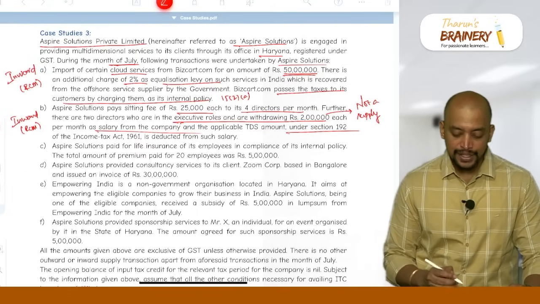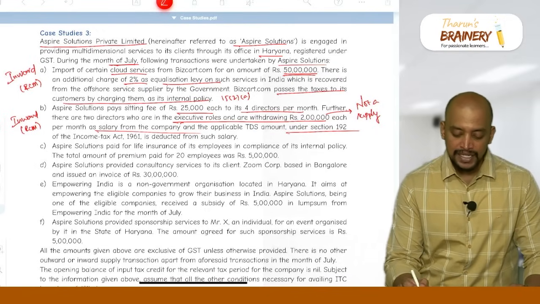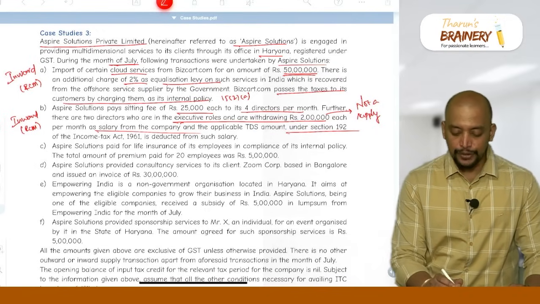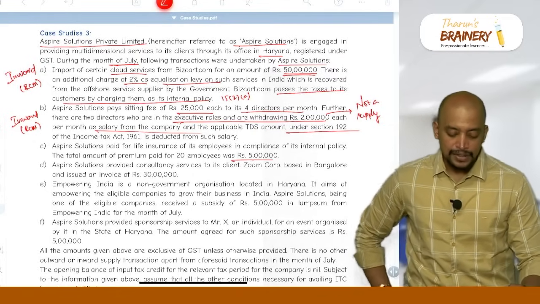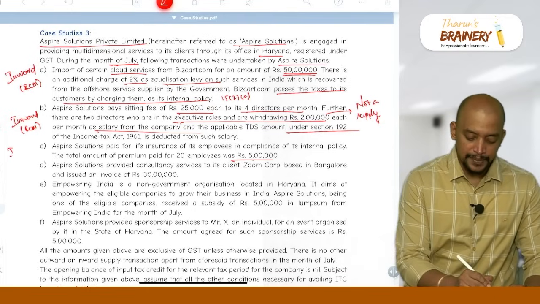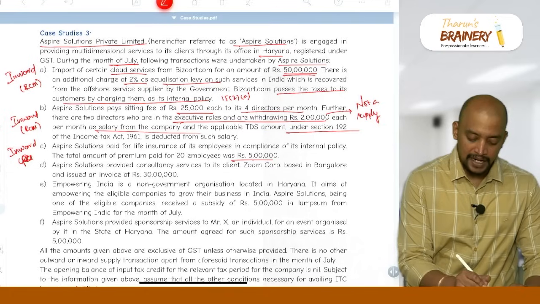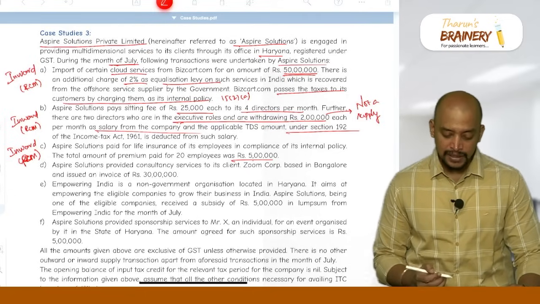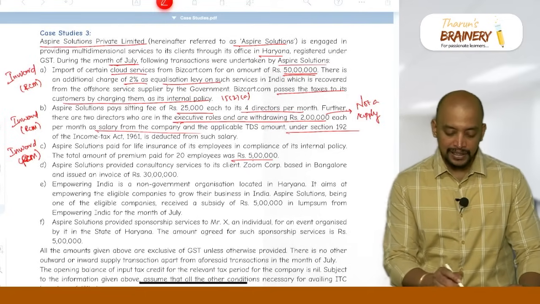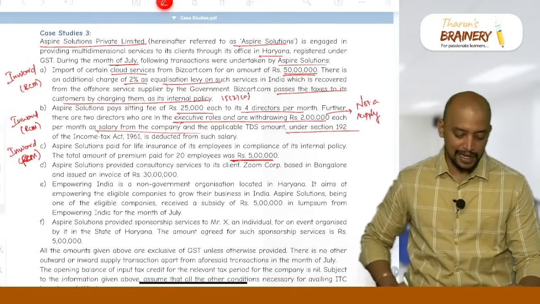Then as per solutions paid for life insurance of its employees in compliance of its internal policy. The total amount of premium paid for 20 employees was rupees 5 lakhs. Okay, so life insurance they paid. So inward supply, it will be coming under FCM because we don't have any exemption and any RCM for life insurance of its employees in compliance of its internal policy.